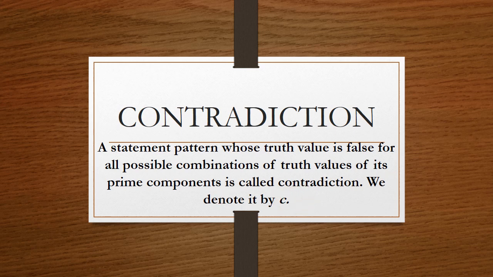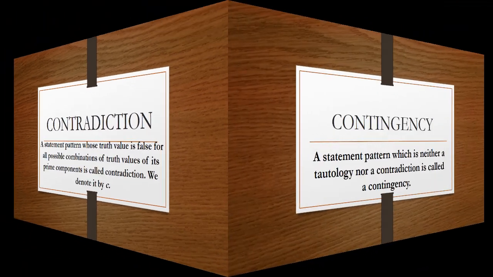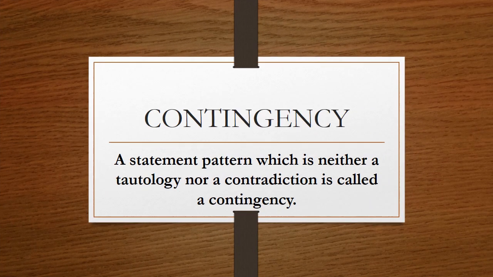Okay, now let's see the third type. Contingency. Contingency means a statement pattern which is neither a tautology nor a contradiction is called a contingency. That means in the truth table of such a statement pattern, we will find both the values. In some combinations it will be true, in some combinations it will be false. It will be a mixture of both. Okay, then we can call that type a contingency.